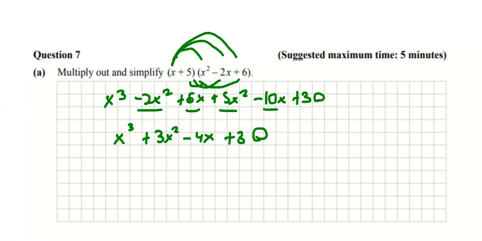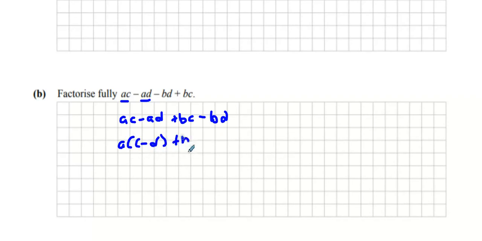Okay. Next one. Factorize this. Well, we can see that C leads D in the first one, so it makes sense to rearrange it so that C leads D in the second one as well. Then you can factorize out the A, and you get A into C minus D, plus B into C minus D, and then you get A plus B into C minus D.